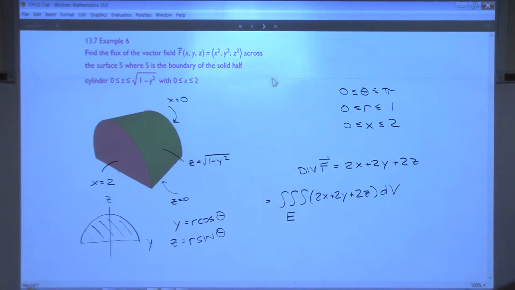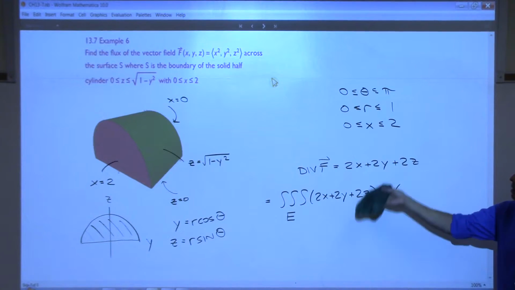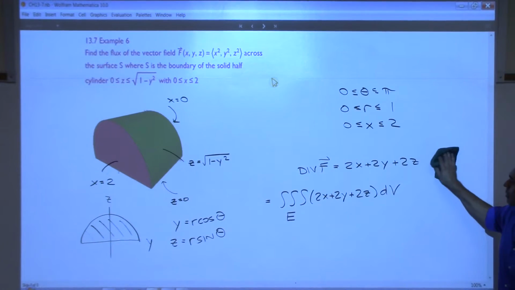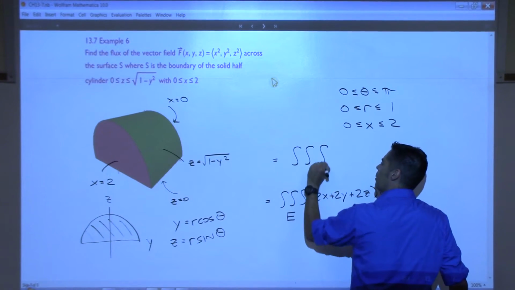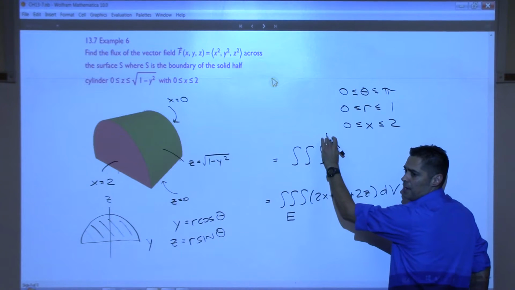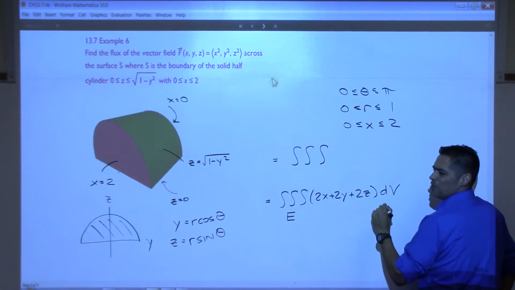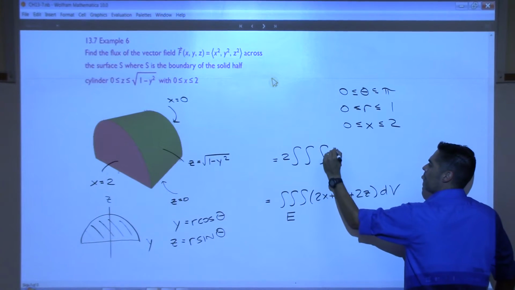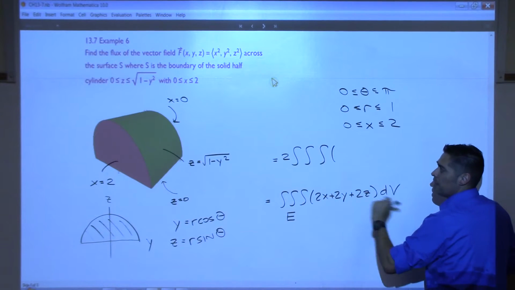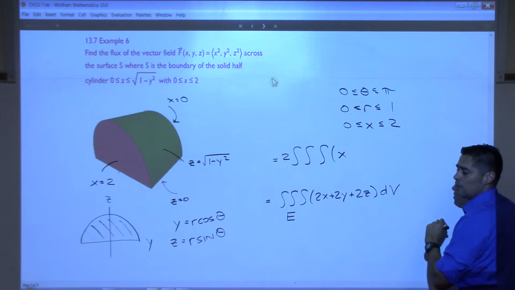All right. So I'm just going to rewrite this triple integral with those variables. So it's going to become a triple integral. I'm going to put my limits of integration on here in just a second. 2 times x is just, well, can I pull a 2 out of everything? Okay, 2. x by itself is, well, it's one of our variables, so just x.